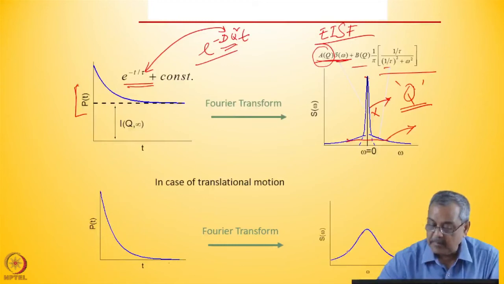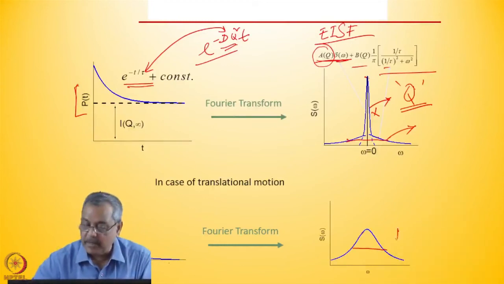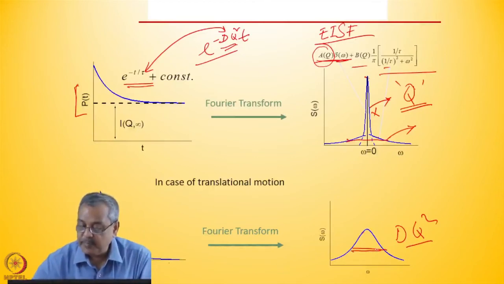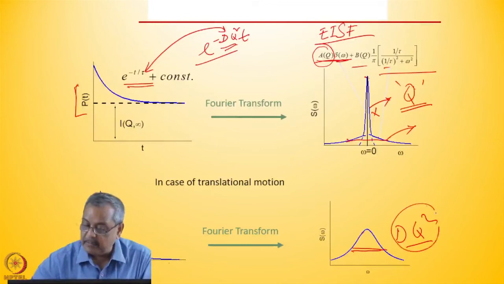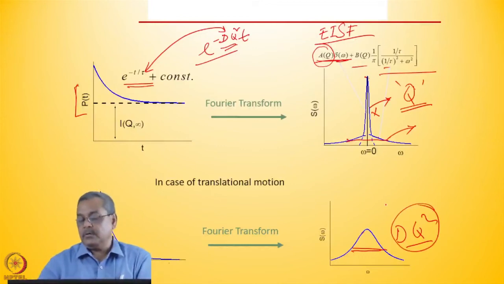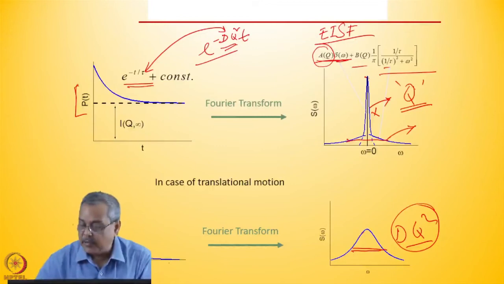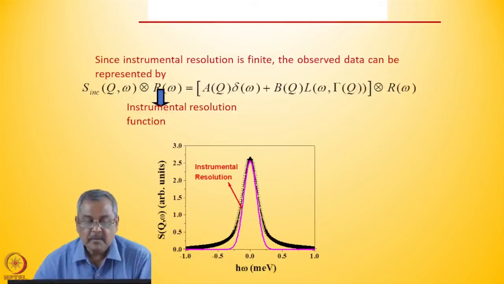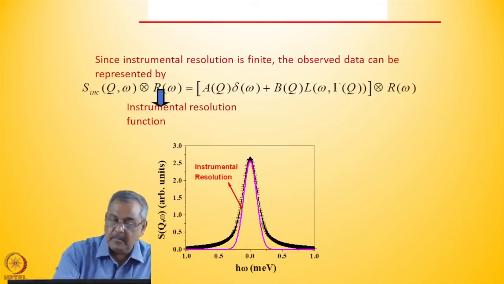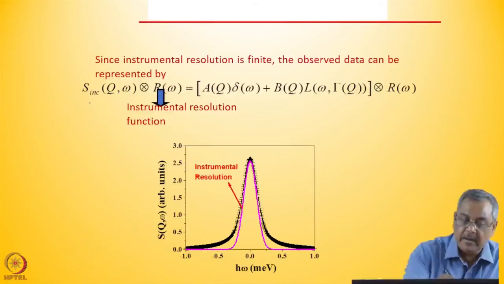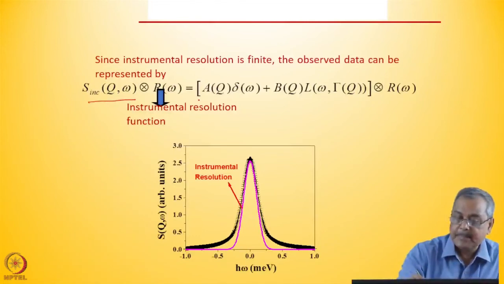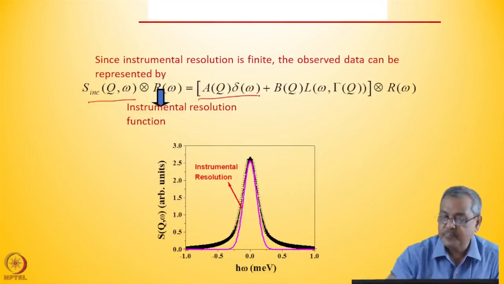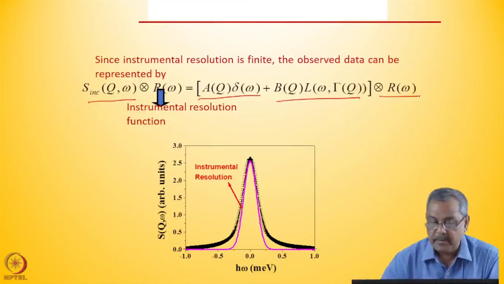What we will get is only the Lorentzian of width 1 by tau or Dq square, and measurement at various angles at various q values will give me the width of the peak, and from there we can find out the diffusion constant for the system. So that means the S incoherent(Q, omega) seen through my instrument resolution has an elastic part and a Lorentzian part, brought in by the resolution.